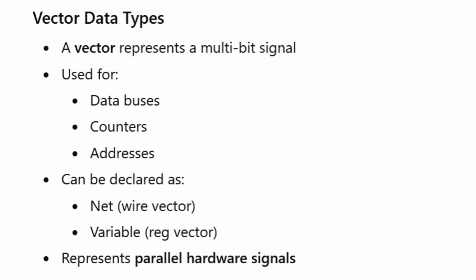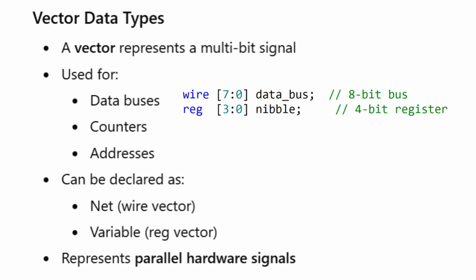A vector is simply a multibit signal. Instead of a single wire or register, a vector represents a group of bits. Vectors are used to represent buses, counters, addresses, and data paths. In Verilog, a vector is declared by specifying a range of bits. For example, an 8-bit vector represents 8 individual bits that are treated as a single signal. Important clarification. A vector can be declared as a net or as a variable. That means we can have multibit wires or multibit registers. In hardware, a vector corresponds to multiple parallel wires or storage elements.